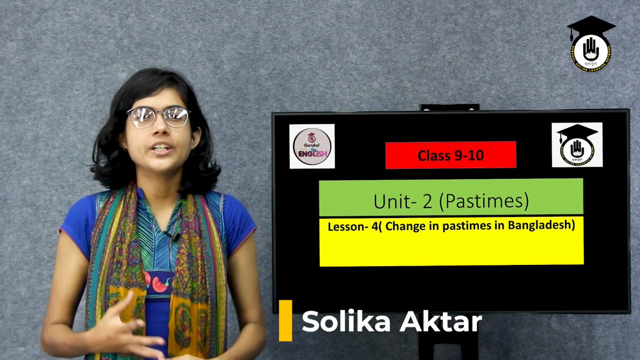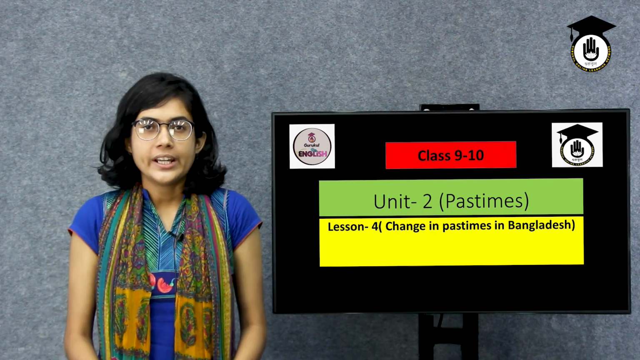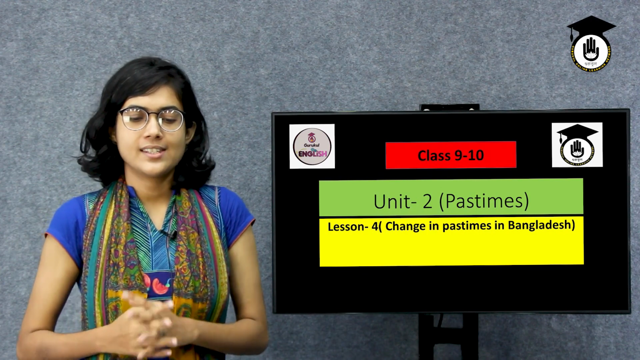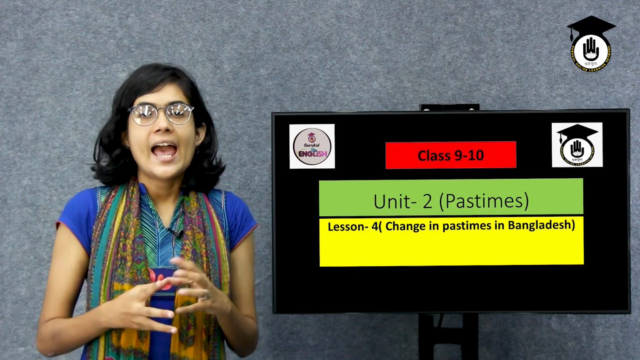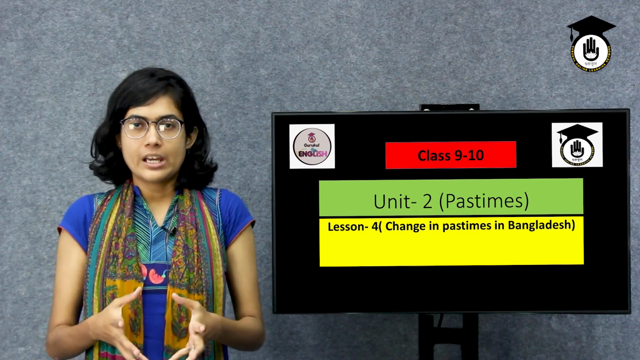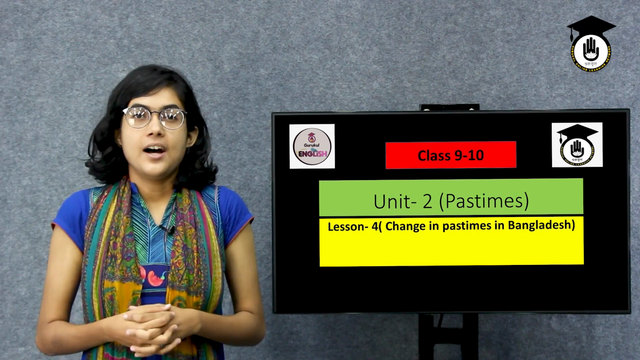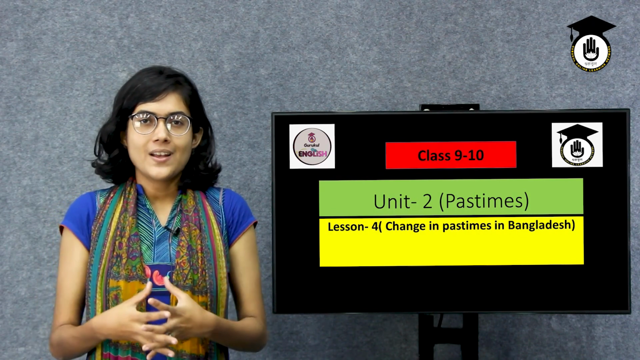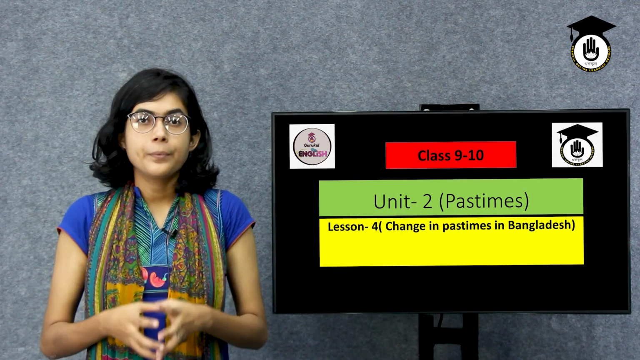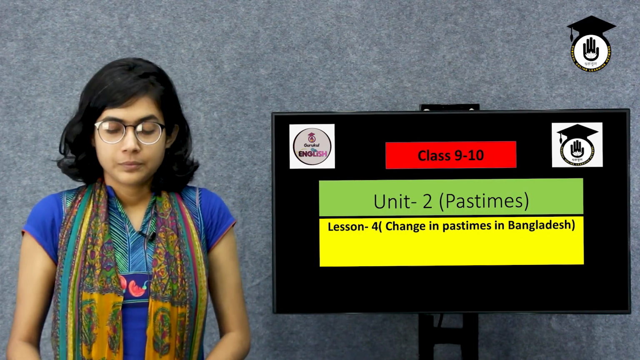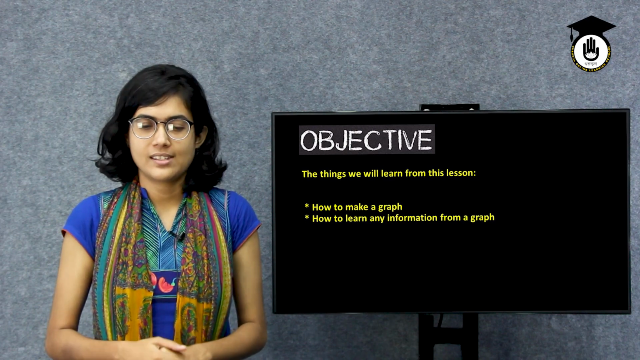Now we will be continuing our lessons for English for today of class 9 and 10. We were in Unit 2. Our today's lesson is Lesson 4, Change in Pastimes in Bangladesh. As we had been learning about the pastimes around the world, or especially more or less of Britain, England, now we will be talking about the pastimes around Bangladesh in this chapter, and we will also look up into its changes. Before going to the lesson, we really need to understand what we will learn after this lesson.